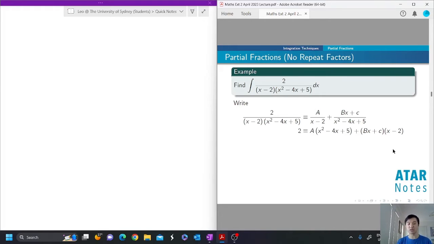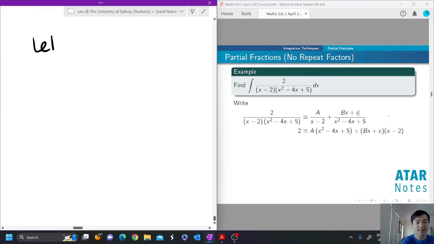The way we can find what a, b, and c are is you can do what we did last time and expand and compare the coefficients, or you can substitute values of x to try to get a quick result, or you can do a combination of both. For this question, I'm going to do a combination of both. I can see easily that if I substitute x equals 2, I can eliminate this entire thing quickly.